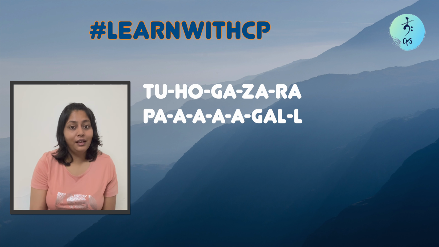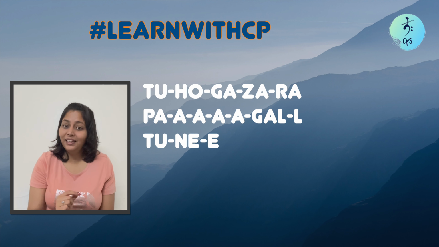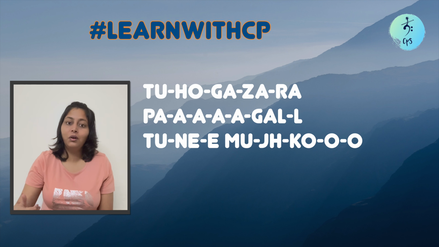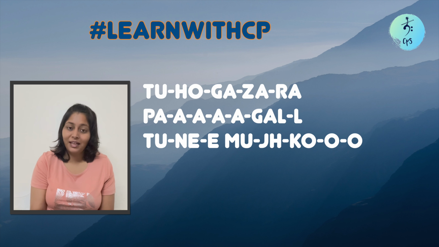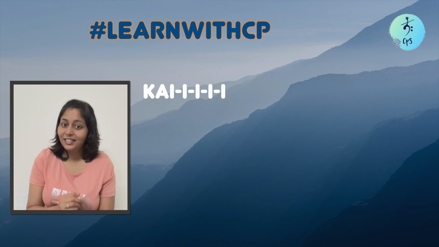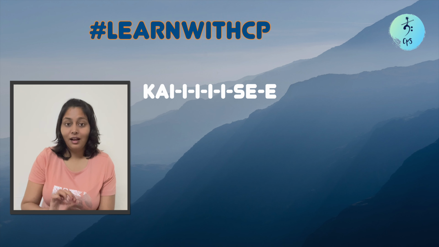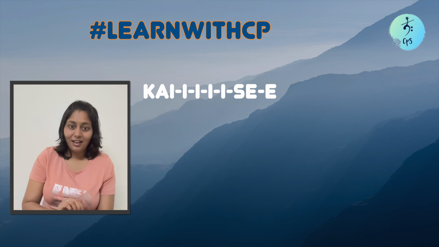Pagal tune, and the tu of the tune starts at the same note where we left pagal, and then the ne goes slightly up and comes down. Tune mujhko. So mujhko, okay, mujhko, and finally comes hai chuna. Moving ahead, so the kaise starts at a lower note. The ka of the kaise has 5 notes. So the starting note of that ka is the lower pa, right?